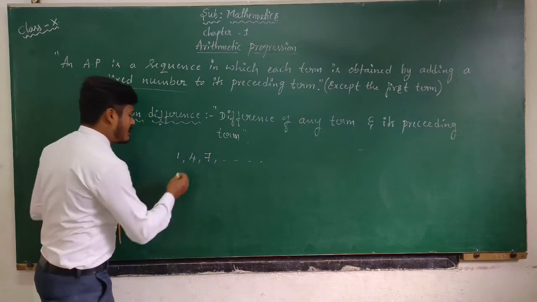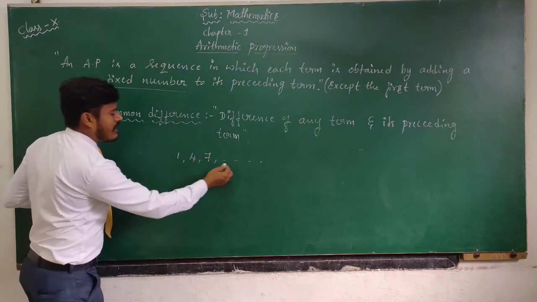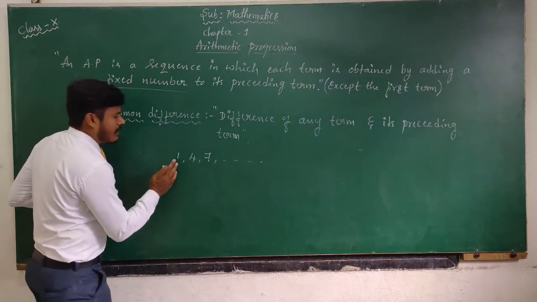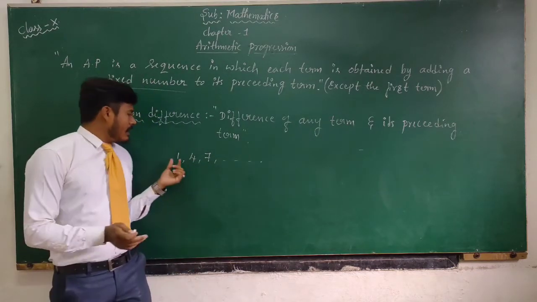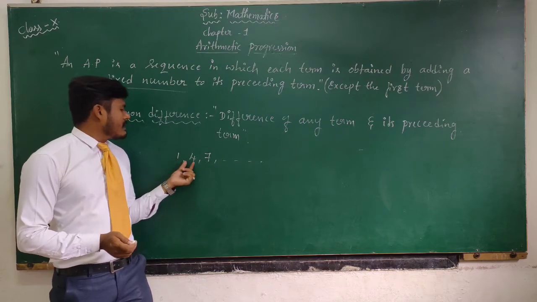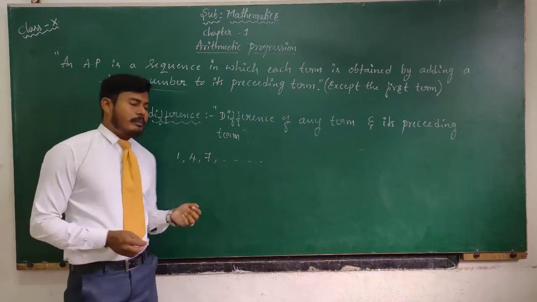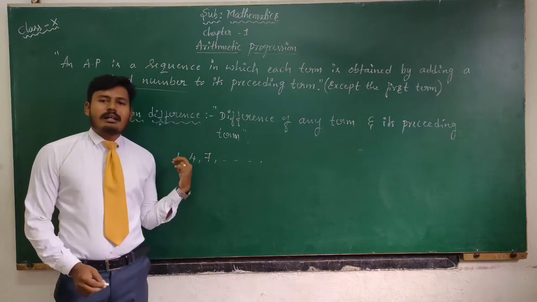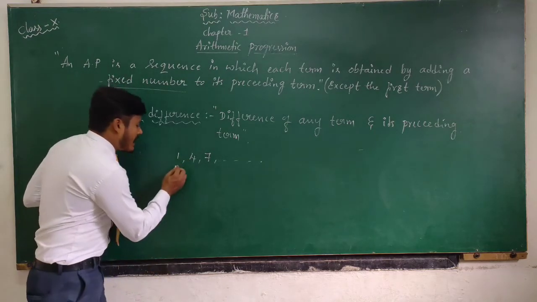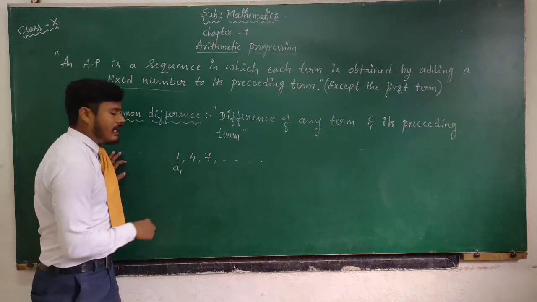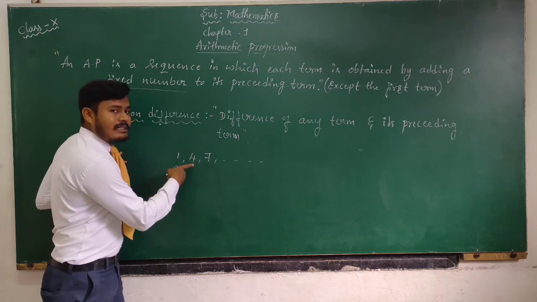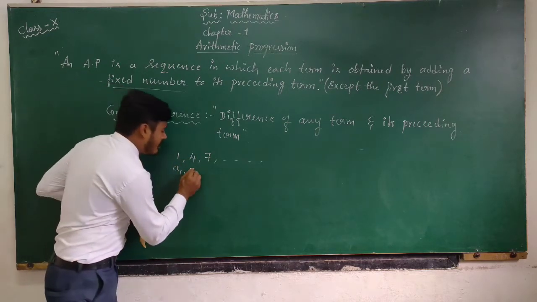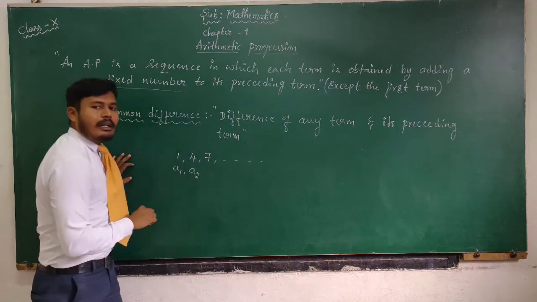Suppose 1, 4, 7 and so on are the terms of an AP. These numbers are also called the terms of an AP. Here 1 is in the first position, so it is called the first term of the AP and can be denoted by A1. Then 4 is in the second position, so it is the second term of the AP, denoted by A2.